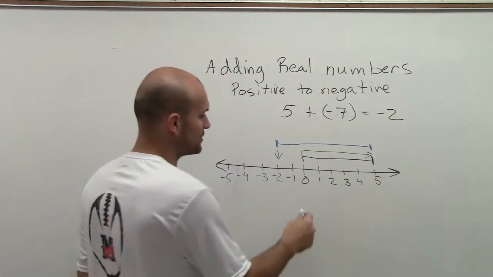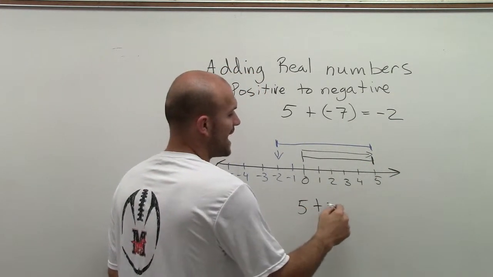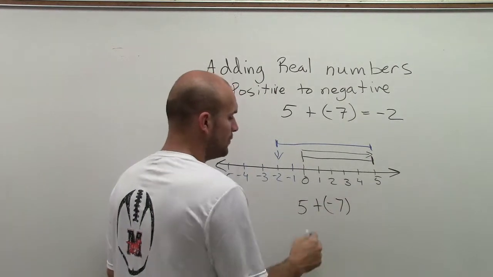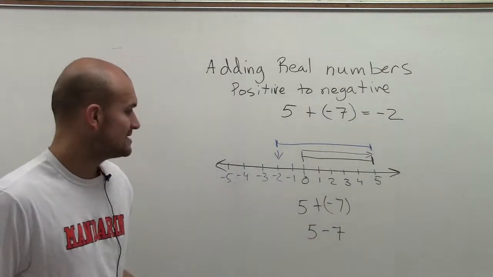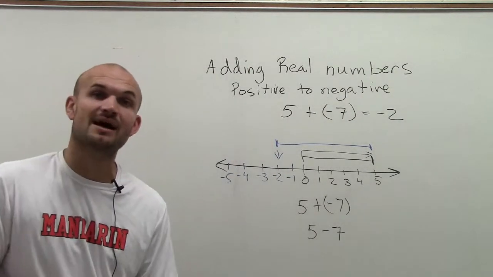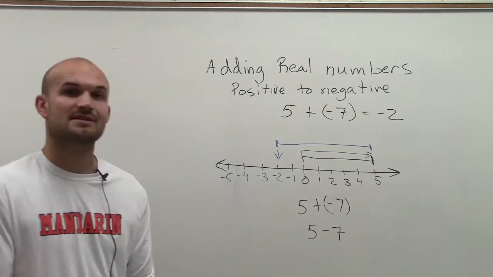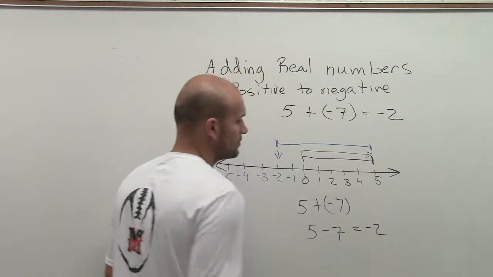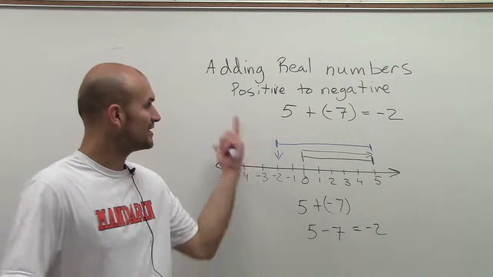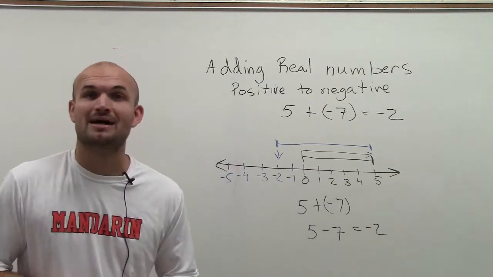And it's also important to remember, whenever I'm adding a negative number, we can rewrite that as a subtraction. So 5 plus negative 7 can be rewritten as 5 minus 7, which if you have 5 of something and you subtract 7, you'll notice now you owe 2. So there you go. That's how you add real numbers from a positive to a negative.